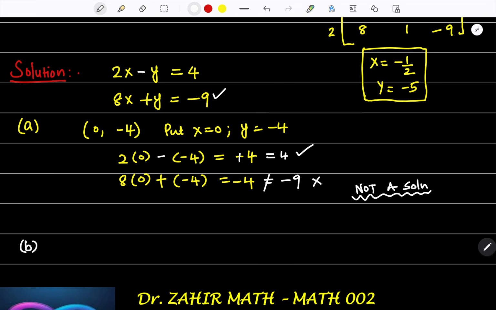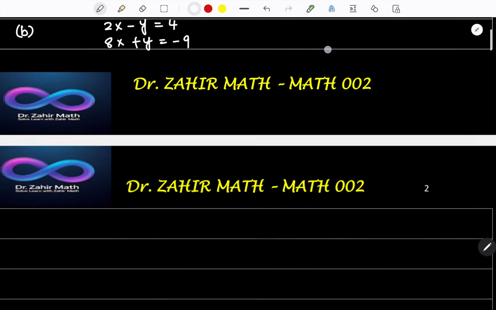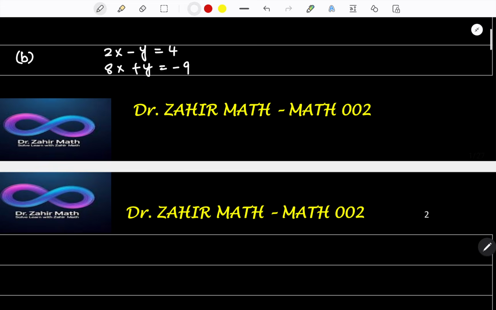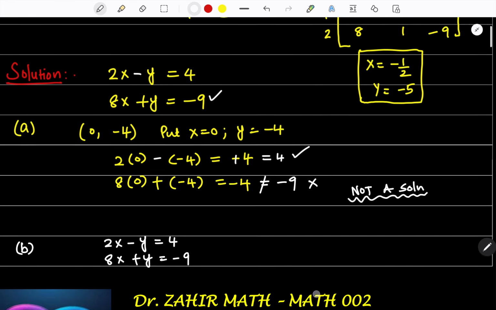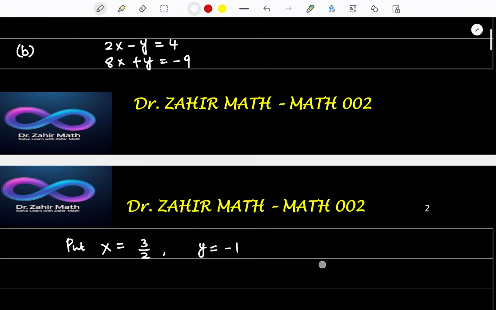So what is your B question? In the B question, you write the equations 2x minus y is equal to 4 and 8x plus y is equal to negative 9. So we are going to put the second point, which is 3 by 2 comma minus 1. So put x is equal to 3 by 2 and y is equal to minus 1. Let me check the point. 3 by 2 and minus 1. Yes. So I'm going to put it in the equation.